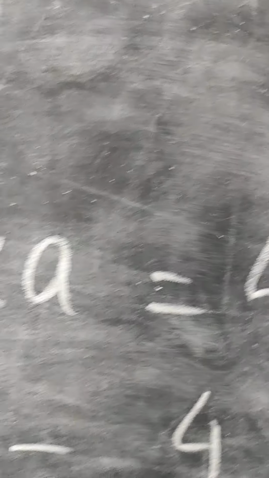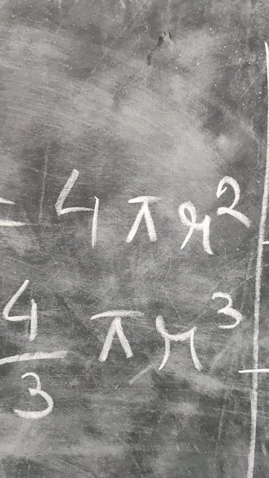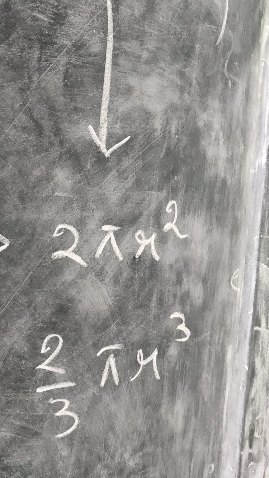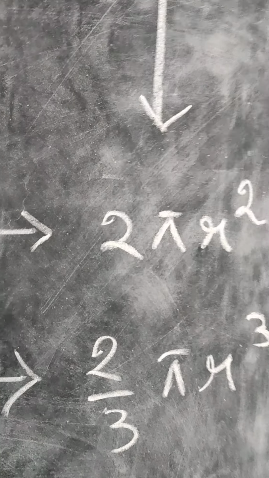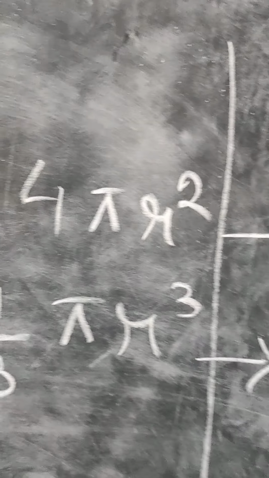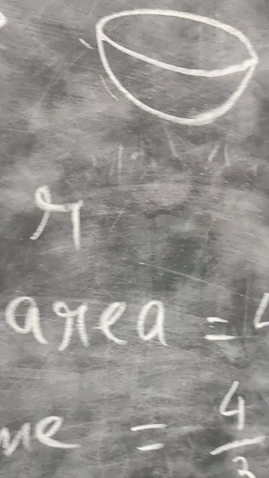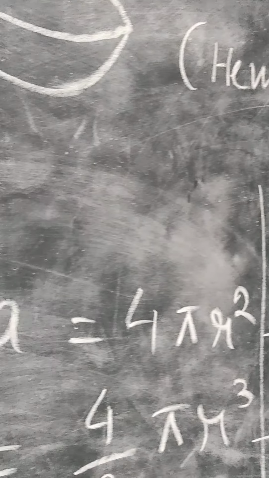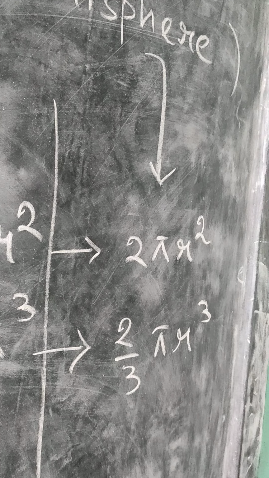And for volume, we know that the volume of a sphere is 4 by 3 pi r cube, cubic unit. Now half of 4 by 3 pi r cube for the hemisphere is 2 by 3 pi r cube, cubic unit, is the volume of the hemisphere. So what we have learned: the curved surface area of a sphere is 4 pi r square, and for a hemisphere it is 2 pi r square, and volume is 4 by 3 pi r cube, and for a hemisphere it is 2 by 3 pi r cube.